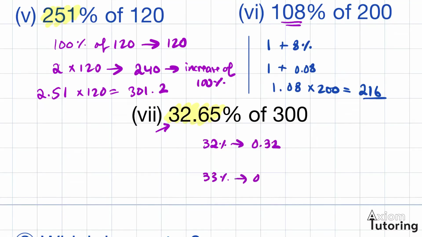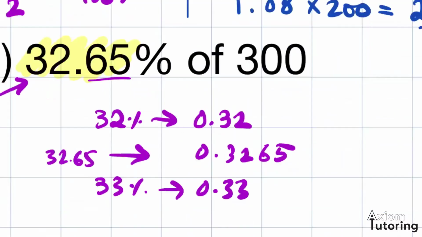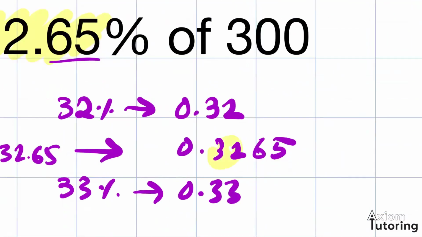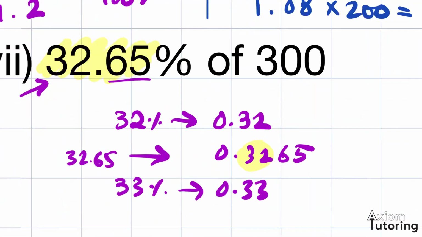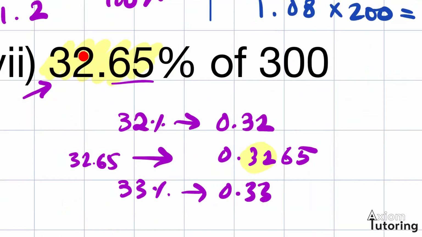33% would be 0.33. 32.65 is somewhere between those two. So we just take the 6 and the 5 and we add them at the end of the number. These two digits still always represent the whole percentage, and any digits after that are decimal percentages.